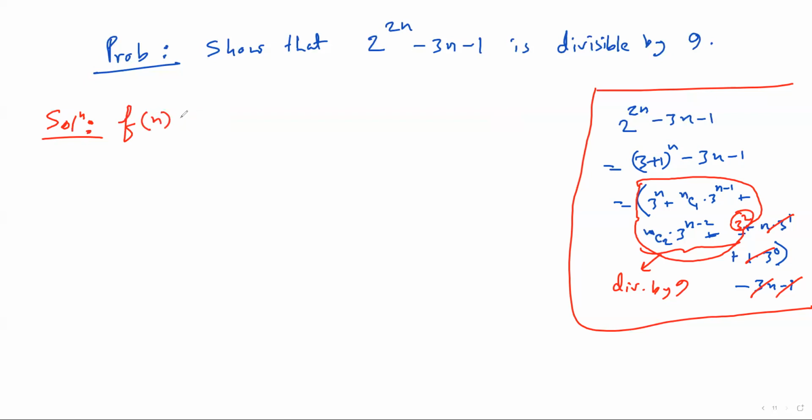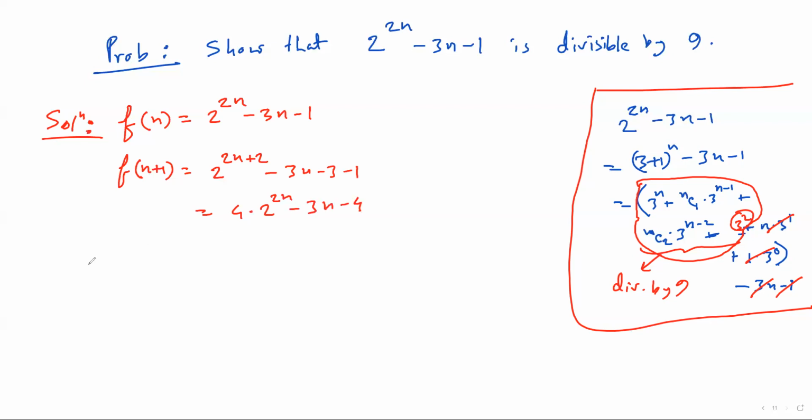Let's assume the expression to be a function of n. This is f(n) = 2 to the power 2n minus 3n minus 1. Find out f(n+1), which should be 2 to the power 2n+2 minus 3n minus 3 minus 1, which should be 4 into 2 to the power 2n minus 3n minus 3.